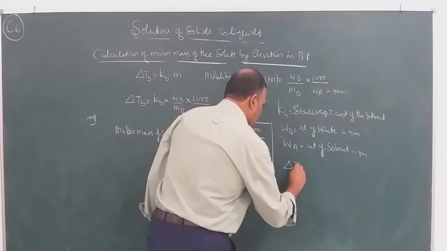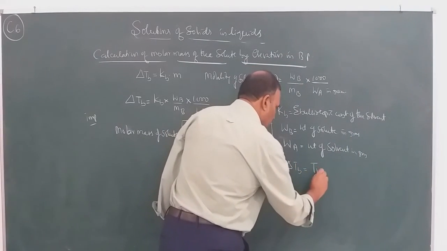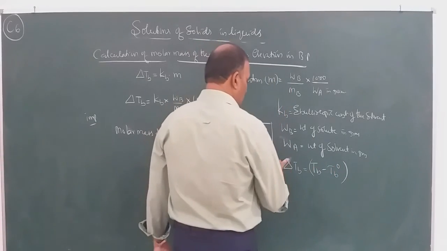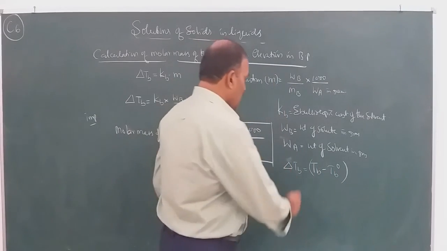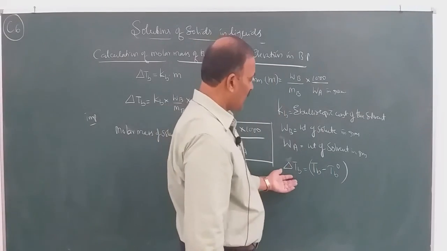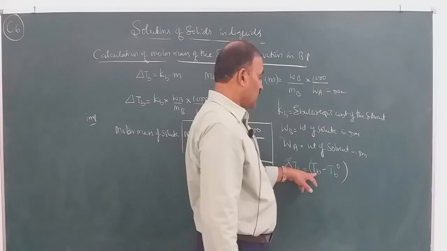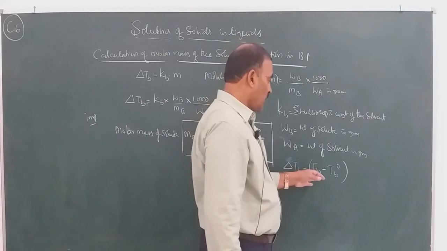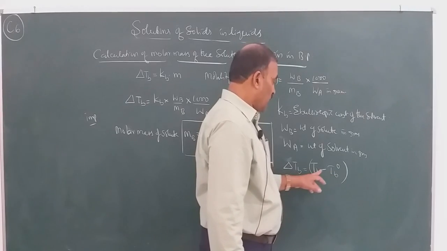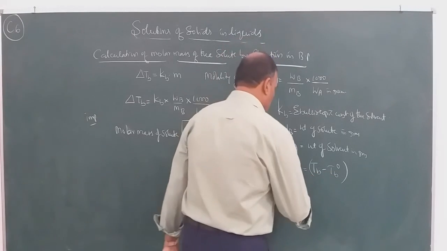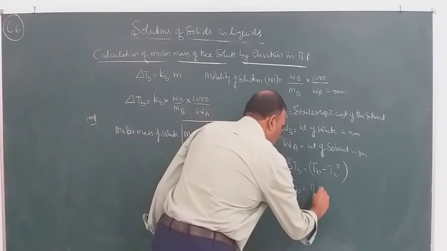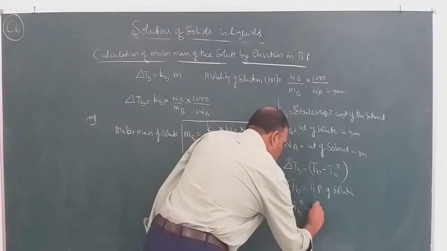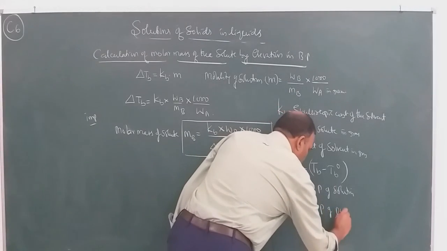Then delta TB is equal to TB minus TB naught. What is delta TB? Elevation in boiling point. The elevation in boiling point will be directly given, or the boiling point of solution and boiling point of solvent will be given. If you subtract the boiling point of pure solvent from that of the solution, you will get the elevation in boiling point. So TB equals boiling point of solution and TB naught equals boiling point of pure solvent.